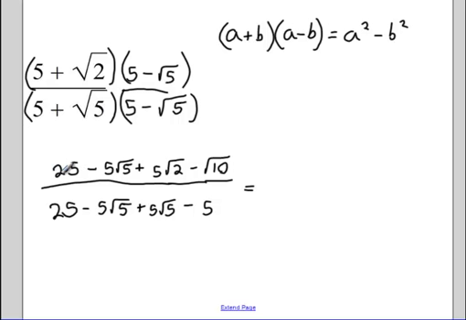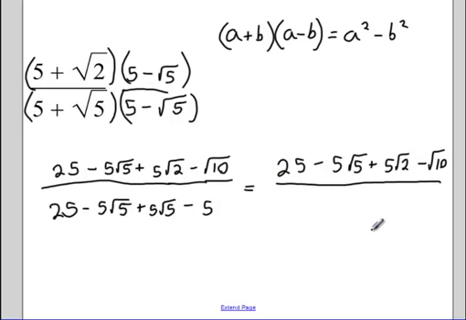I have right here 25. Now I can't combine these, they are not like terms, so I'm just going to leave them. 5 square roots of 5 plus 5 square roots of 2 minus square root of 10. These are all different terms here, so I cannot combine any of these. It's similar to saying that this would be an x, this is a y, and this is a z. Well, you can't combine x, y, and z. They're different things. They're not like terms. So we cannot combine them.